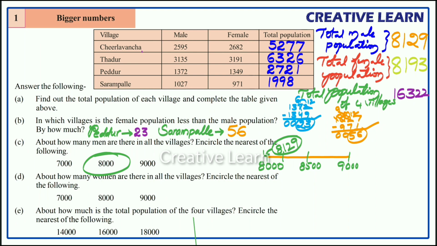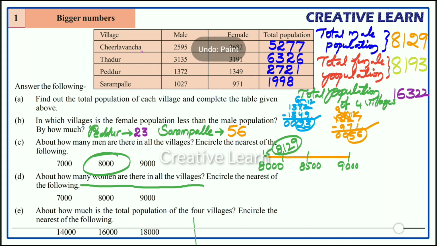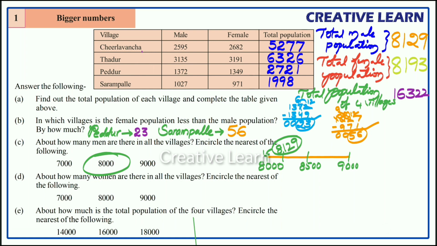Next question. About how many women are there in all the villages? Encircle the nearest of the following. So what is the total female population? Here we have already 8193. This is the total female population of 4 villages. Okay. Now we have to identify the nearest number of 8193. Let's do it.